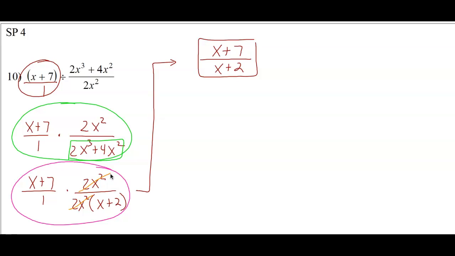All right, so that concludes our lesson for the day. We learned what a rational expression is, how to simplify them if they're monomials, how to simplify them if they're polynomials, and then we also talked about how to simplify expressions that involve multiplication or division.